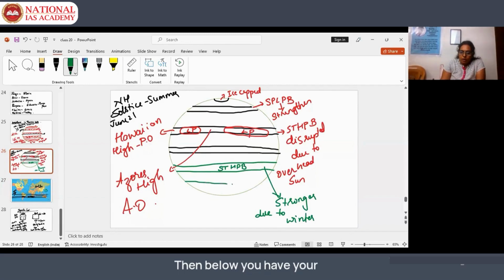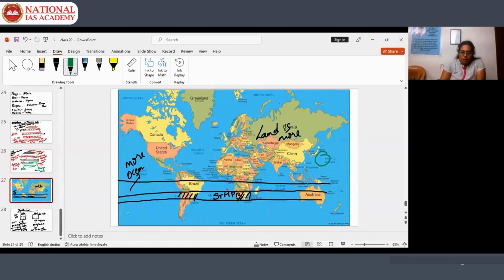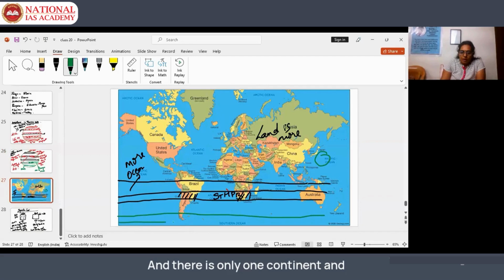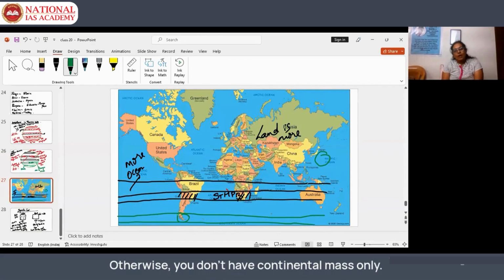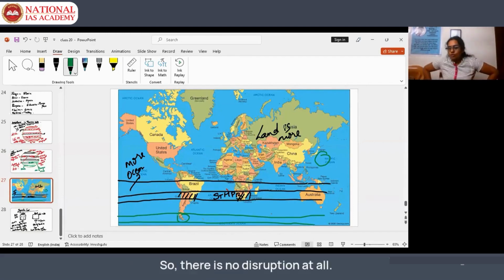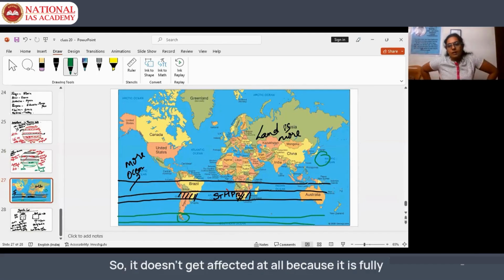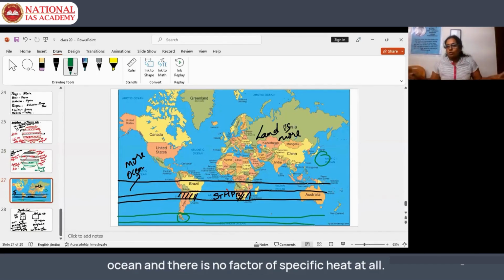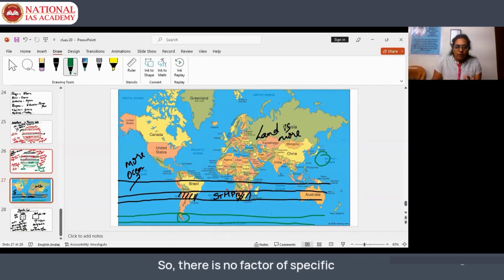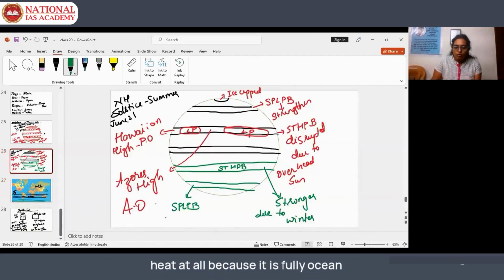Then below you have your subpolar low pressure belt. If you see the subpolar low pressure belt, it falls somewhere here. And there is only one continent, and this is the tip of South America. Otherwise, you don't have continental mass. So there is no disruption at all. It doesn't get affected at all because it is fully ocean and there is no factor of specific heat at all.